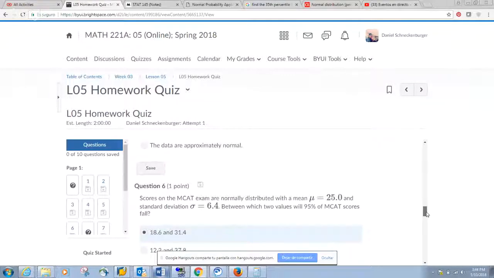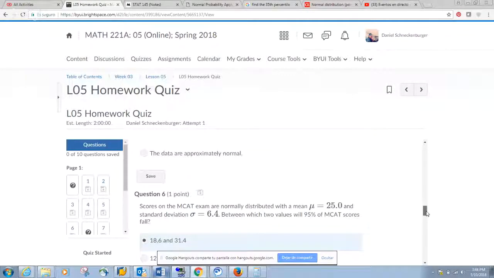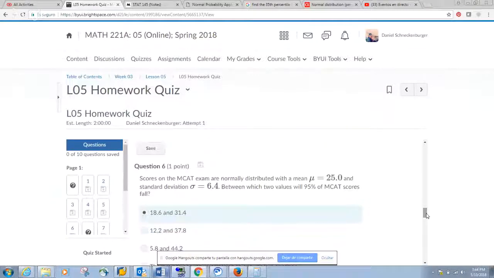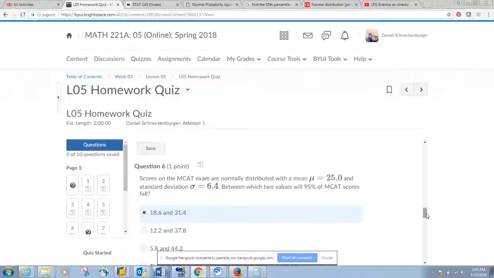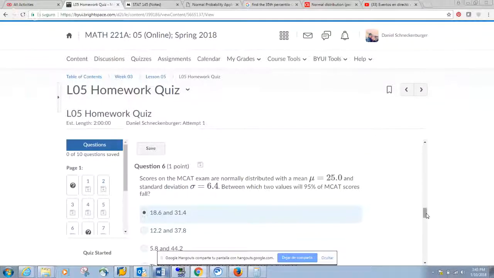Scores on the MCAT exams are normally distributed with a mean of 25 and a standard deviation of 6.4. Between which values would 95% of the scores be? I put 18.6 and 31.4. Right? Because that's basically what I did: I added 6.4 to 25, and then deducted those 6.4 from 25. You get those limits.